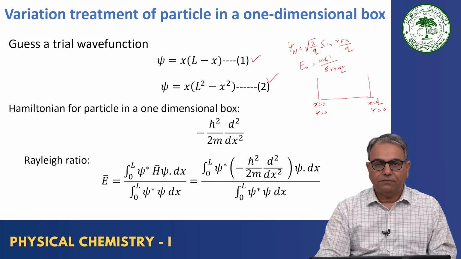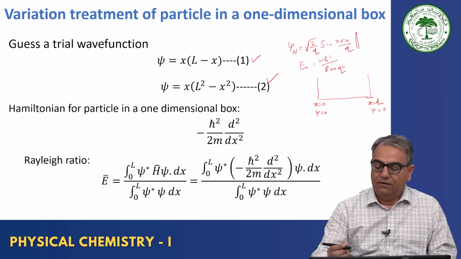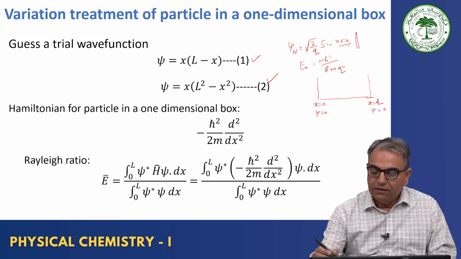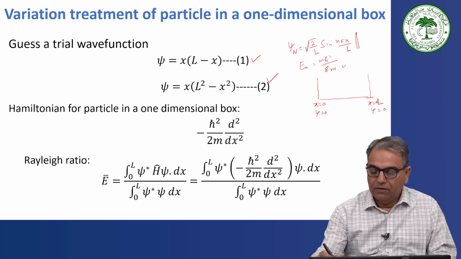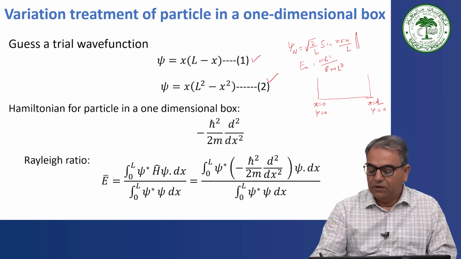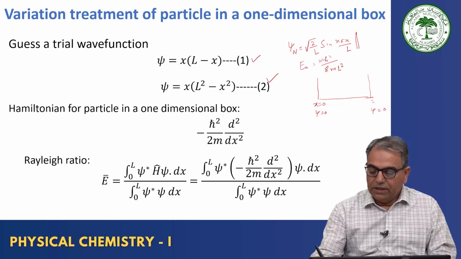For finding out this solution, psi n is equal to root 2 by L sine n pi x divided by L, and for that matter, let me write it. It's L. It's L. It's L square. So this is also L.